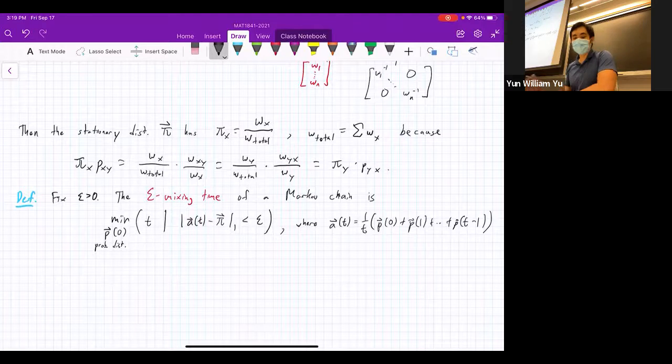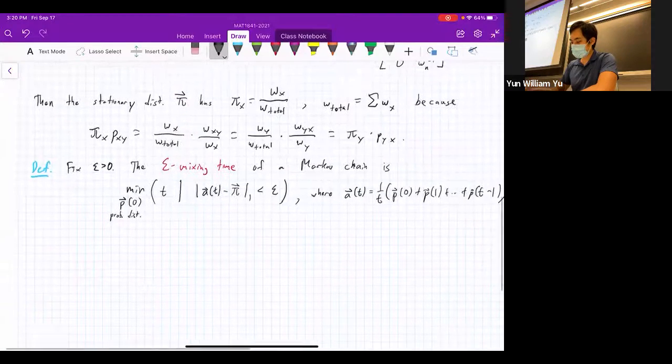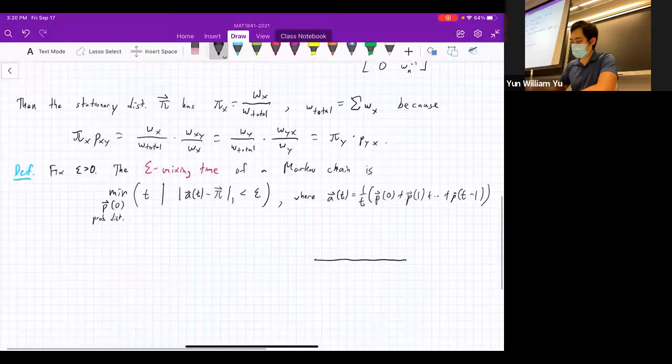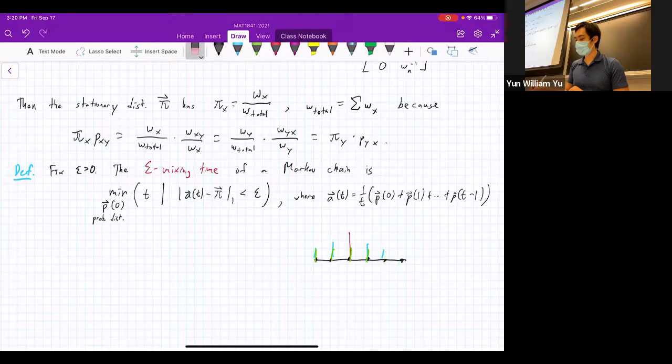Any questions about that? So all we're doing is basically defining the epsilon mixing time as how long it takes before any probability distribution is not too far off from your stationary distribution. Let me draw this out a little bit. Say you had a bunch of points here and some probability mass in all of them. You might start with the probability point mass here, and over time it's going to diffuse outward. At some point, it's going to diffuse out to the same amount on all of them. So basically, how long does it take before it's not too far off from completely diffused?